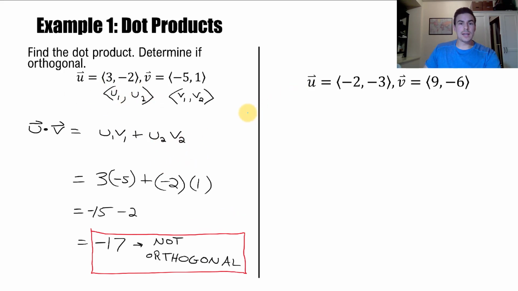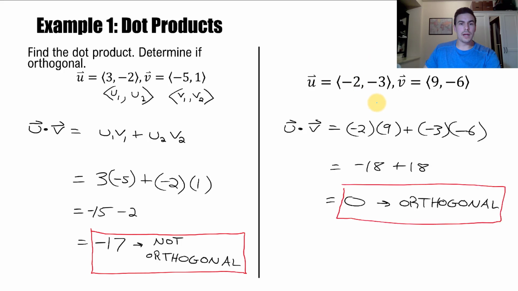Same exact process over here. So you guys pause the video and see if you can figure this out. And hopefully you got that these are orthogonal vectors, as the dot product is 0.